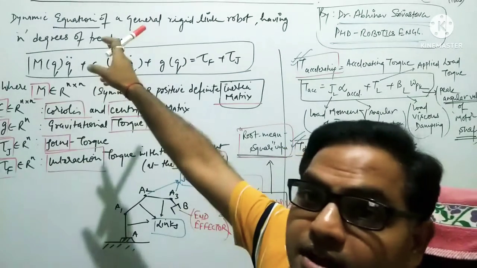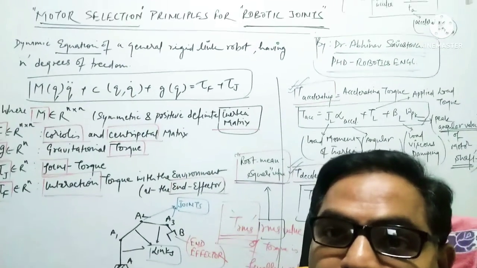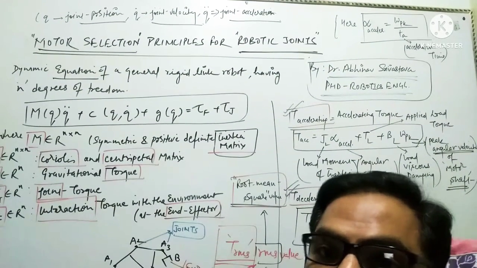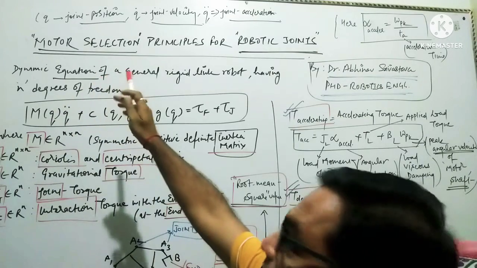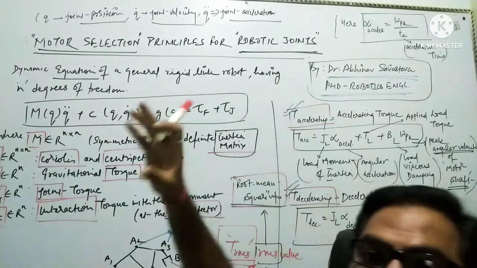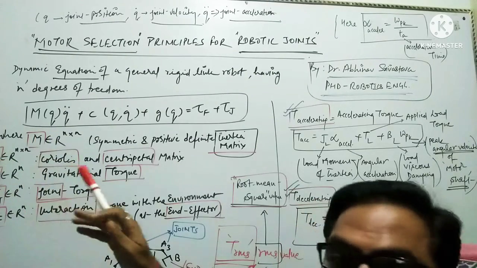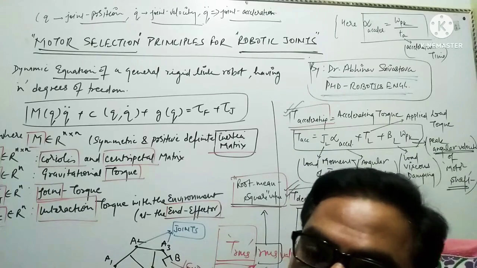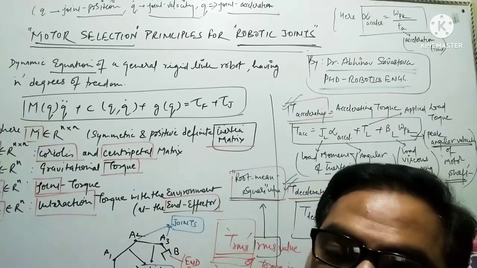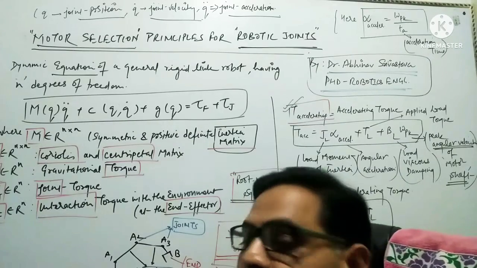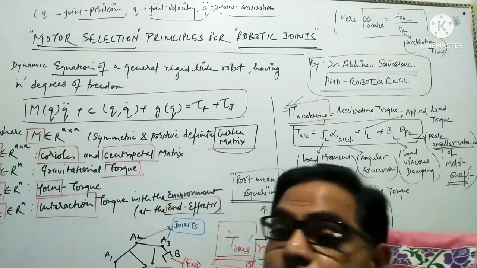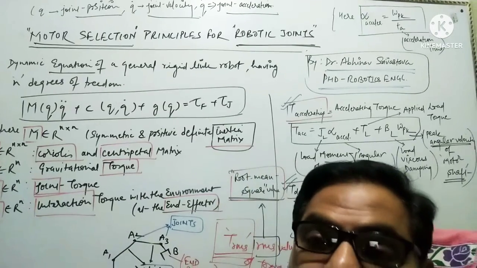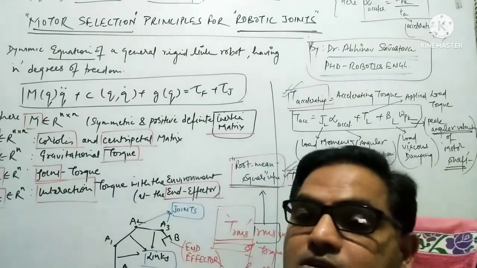The topic I have written is motor selection principles for robotic joints. The robotic joints move on the basis of how well we select a motor. If we talk about the motor selection principle, it is important because it is basically the calculation of torque parameters.